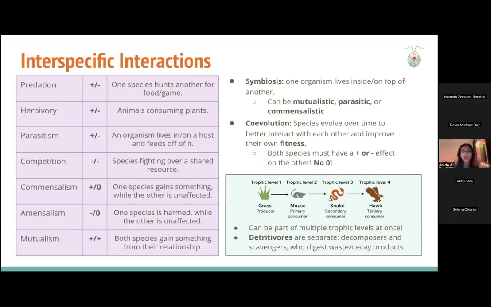Like humans, for example, we eat producers, we eat plants, so we're primary consumers, but we also eat animals, so we might be secondary consumers as well. And then the final note here is that detritivores are separate. These occupy their own trophic levels, and these are decomposers or scavengers.